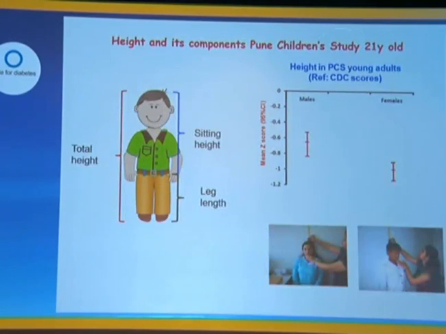So in the Pune Children's Study, we have measured height, and interestingly, we are quite short compared to the CDC scores. The boys were about 6 standard deviations shorter, girls almost 0.9 standard deviation shorter. So we are stunted.